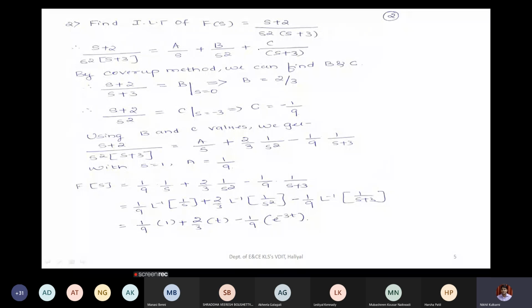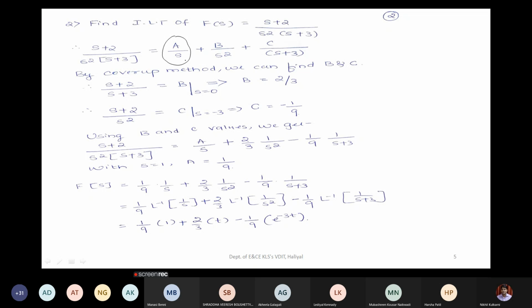Based on the similar method, if you take this function, that is s plus 2 divided by s square into s plus 3, now something is repeated. So it is a linear one, but anyway, it is repeated. So we can take repeated fractions here, a by s, b by s square, and c divided by s plus 3. So by cover up method, it is not applicable to this ratio.